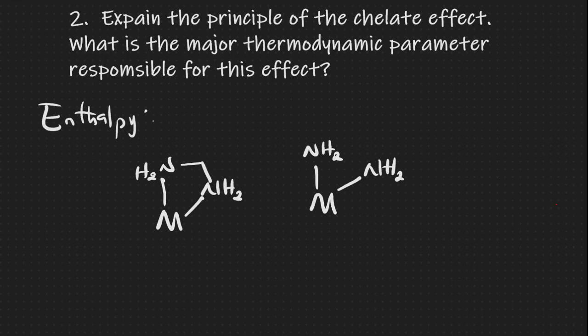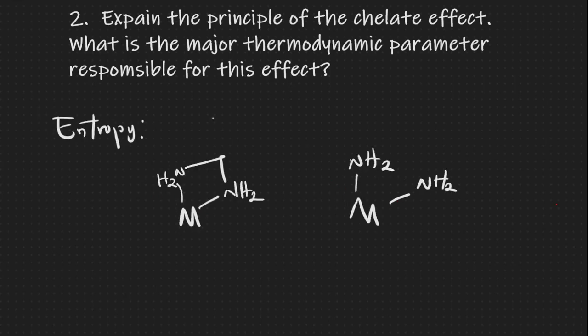As we are aware, this bidentate ligand is connected through two places, right? In order to remove this ligand, you have to break two bonds, compared to breaking this monodentate ligand, which is always a single point of attachment. So breaking a bidentate ligand will cost you more energy because you have two bonds to break, compared to breaking a monodentate ligand, where only one bond has to be broken. So that's the first parameter that is responsible for this chelate effect, enthalpy.